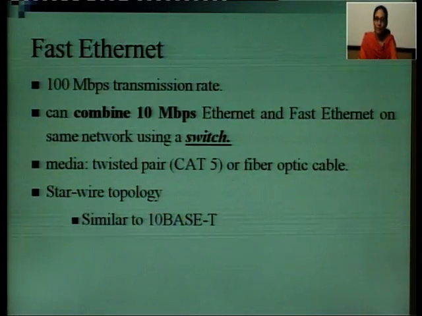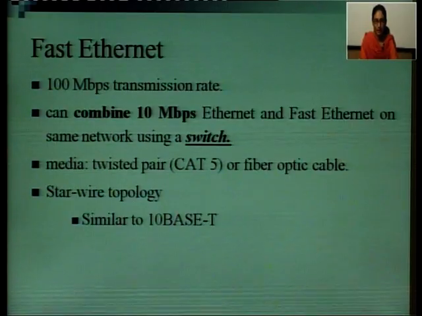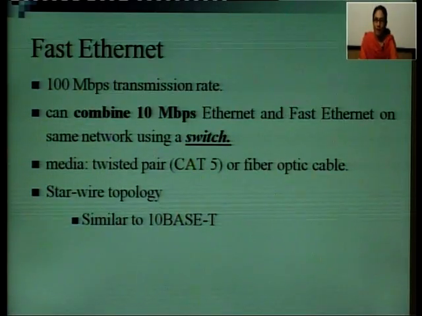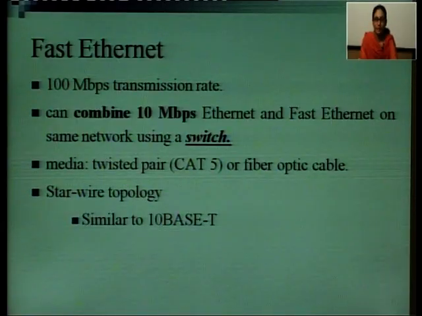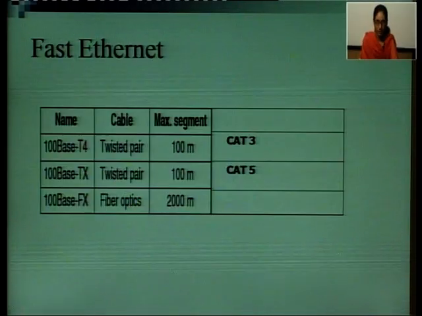We can combine the 10 Mbps traditional Ethernet and the fast Ethernet, which has a 100 Mbps data rate, on the same network. For connecting these two, that is Ethernet and fast Ethernet, we have to use a connecting device, and we can connect these two on the same network by using a switch. The media used can be twisted pair or fiber optic cable, and star wire topologies can be used. So this is the fast Ethernet.